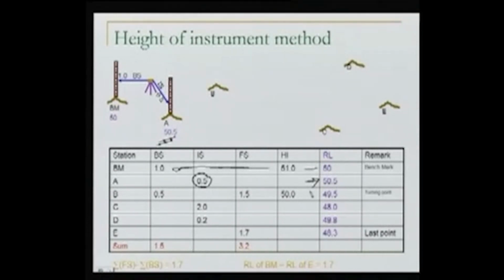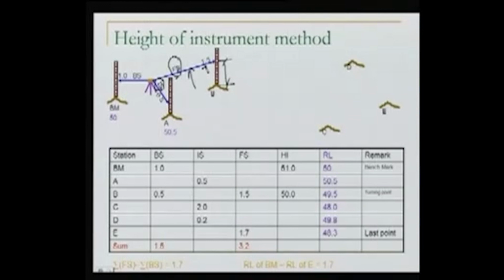Well, next our job is to determine the RLs of other points. We shift our staff to B. Let us do it. The staff goes to B, and after shifting it, again we will take a sight at B. Now this sight, I am calling a foresight. In a moment we will understand why this was a foresight and why the earlier one was an intermediate sight. Still the line of sight here is horizontal, and the reading on this staff is 1.5 meters.